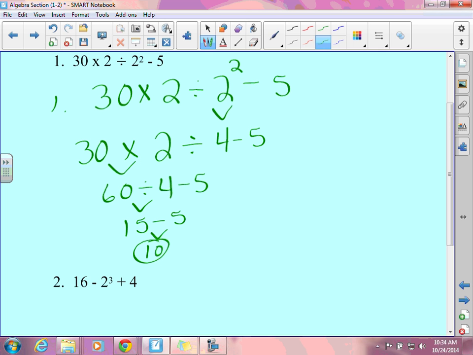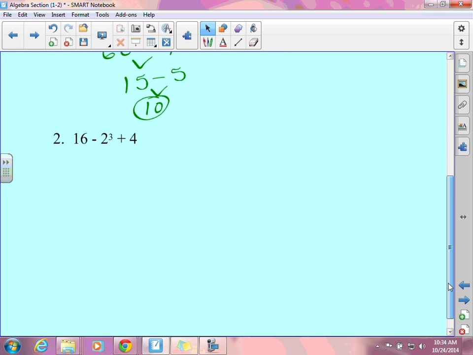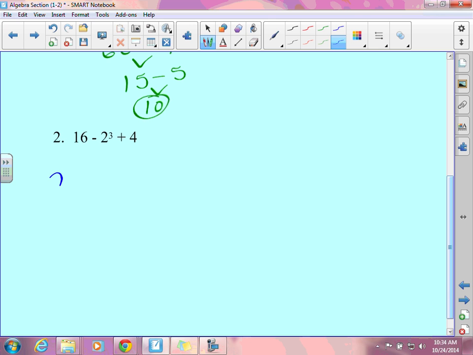Okay, let's go on and look at number 2. Again, if you're doing it in your homework, you would write down number 2: 16 minus 2 cubed plus 4. All right, let's take a look at this now.